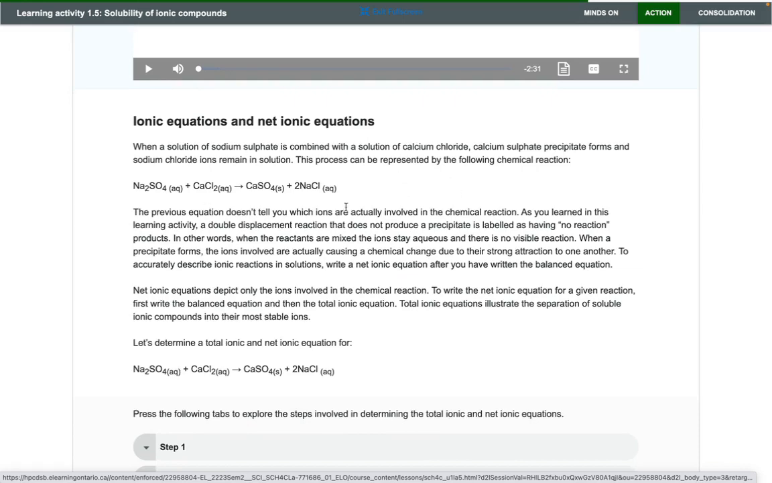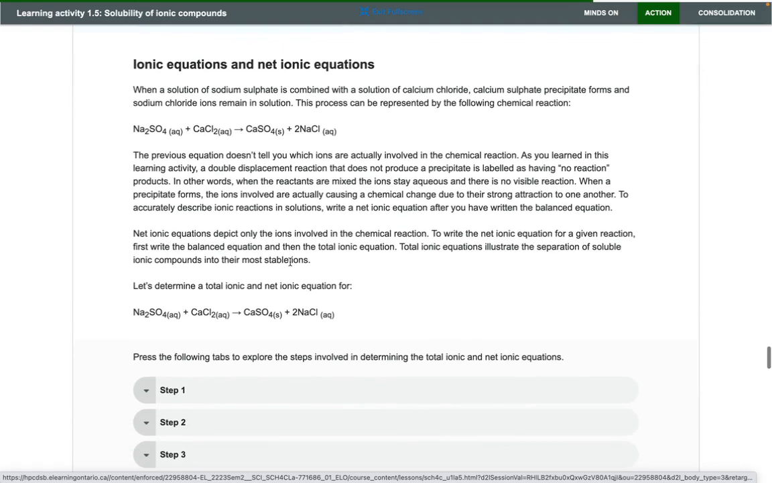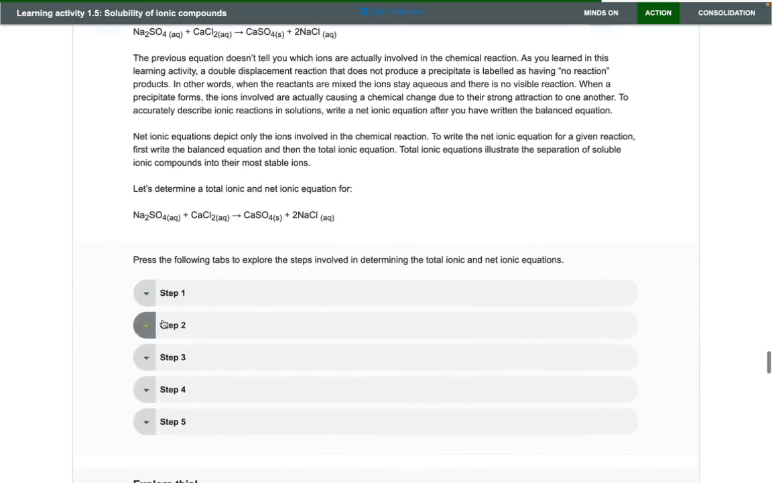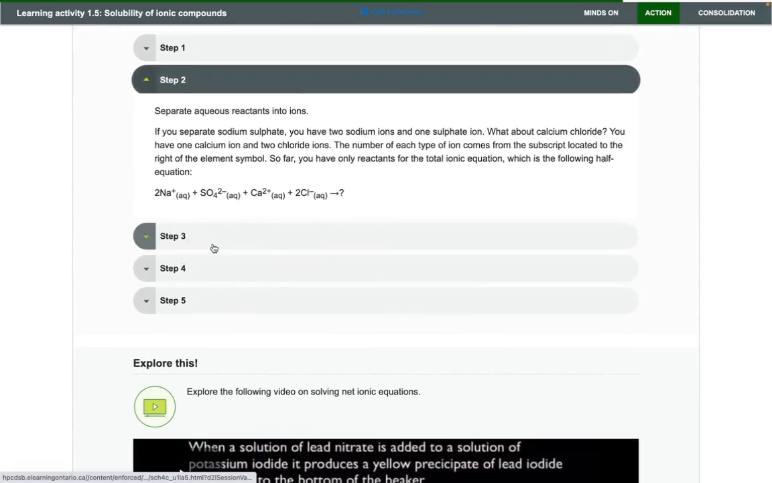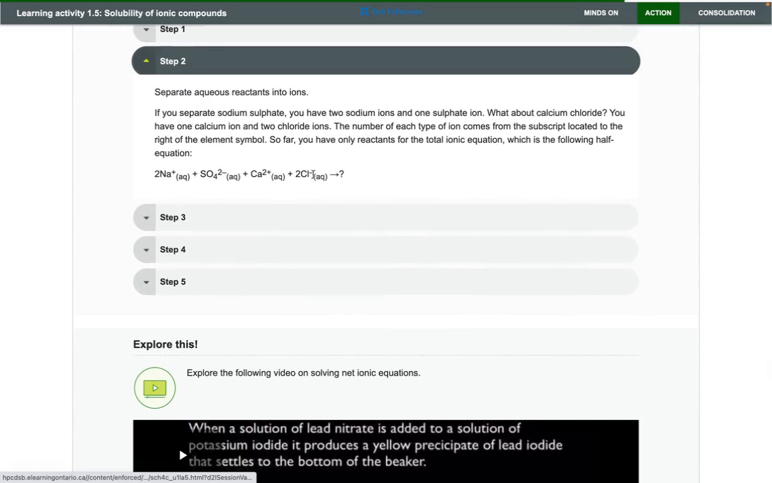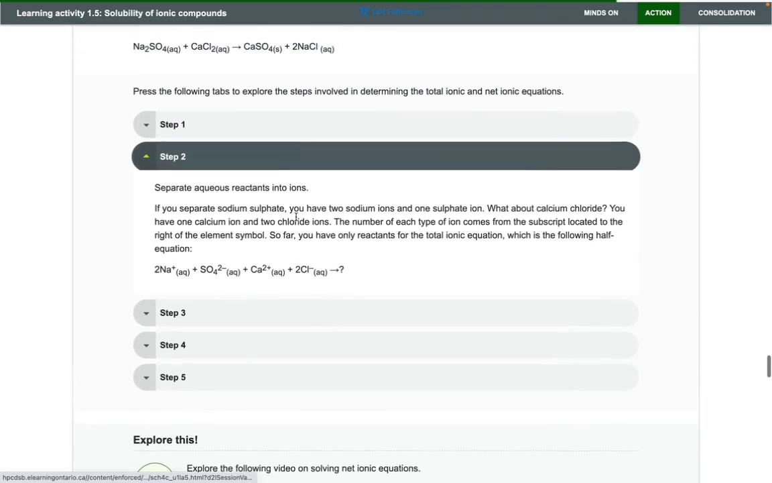So I want you to read through and understand what steps we do to deal with just the ions that make up that solid substance. We don't care about the sodium and the chloride because they don't create anything new. So here are the different steps for you to follow and go through. It'll show you how we separate everything into its ions.